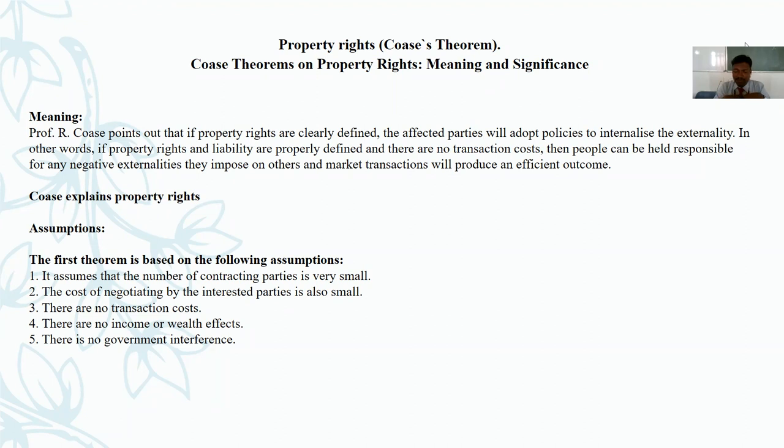Practically also, it would not be possible, because one single person could not make various contracts with the various victims or third parties. So we have to firmly believe that the negotiation will happen between very small parties, maybe 1 to 1, 1 to 2, 1 to 3, like that. And secondly, the cost of negotiating by the interested parties is also small, since a very big cause and effect is happening with the externality.